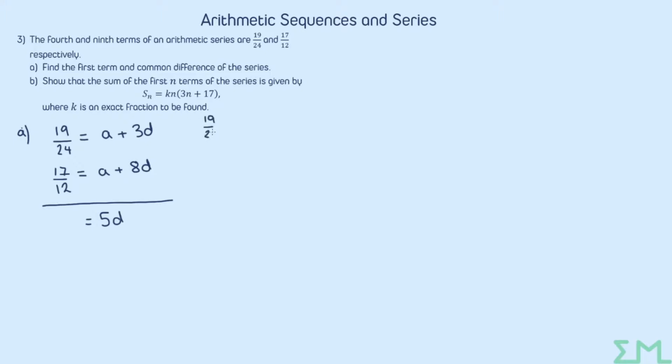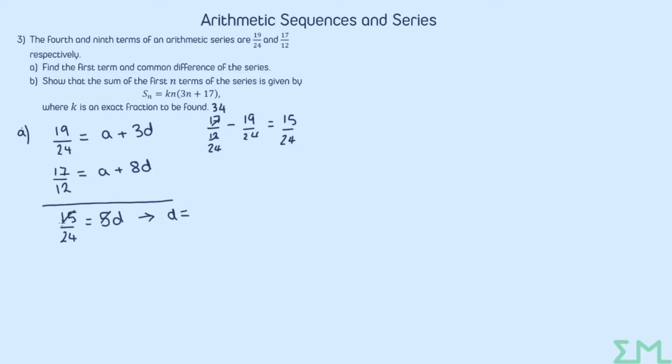So taking every opportunity to not use our calculators. Oh, that's the wrong way around. We are going to do 17 over 12 minus 19 over 24. Common denominators, so change the 12 to a 24. 17 becomes a 34. 34 minus 19 is 15. So we get 15 over 24. Keeping our minds sharp by doing things in our head or using written methods.